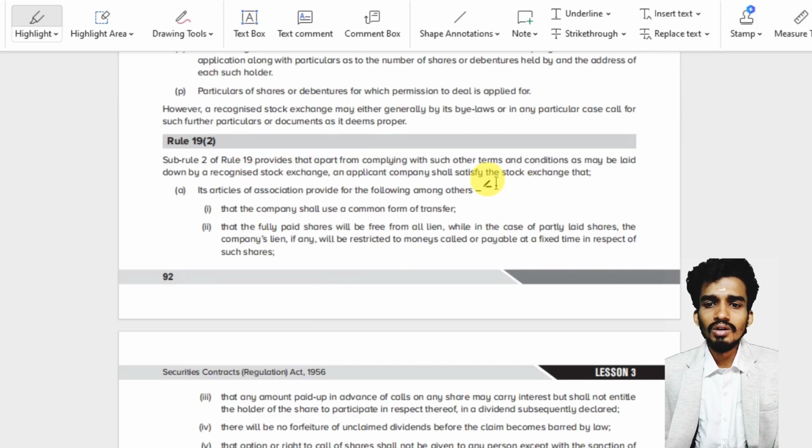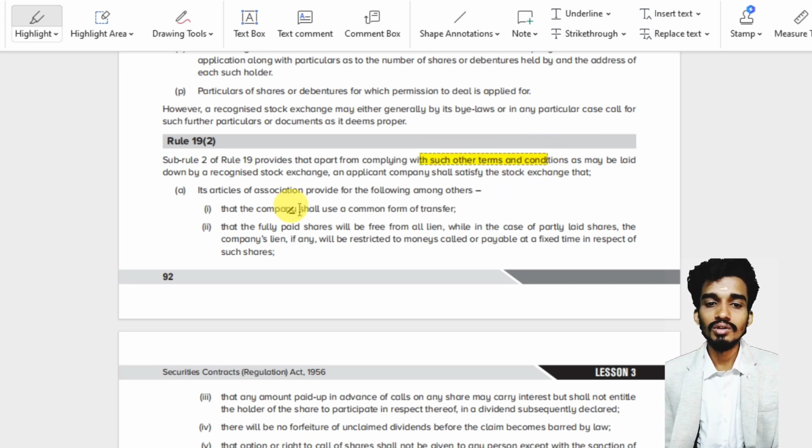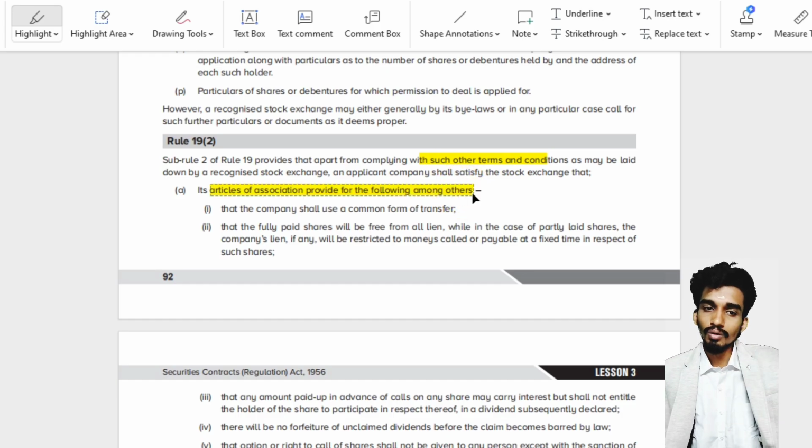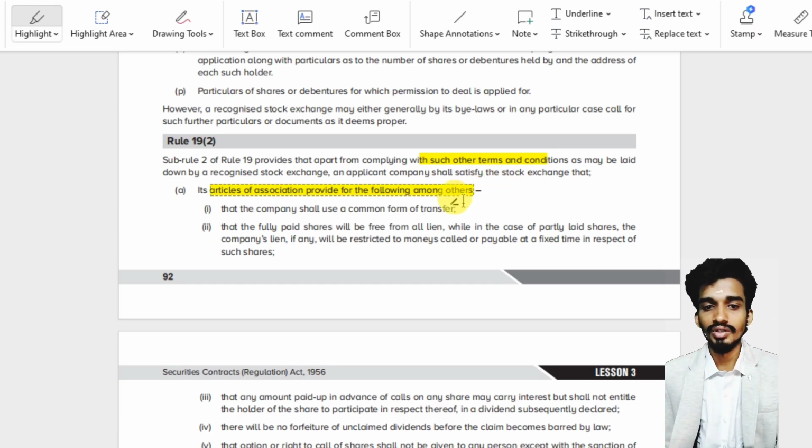And rule 2 is not that important because it is stating any other terms, other than rule 19.1. If there are any other rules, conditions, or documents, such as the articles. In rule 19.1, they have stated that you should have articles. But rule 19.2 states that your articles should allow you to get listed on the stock exchange.